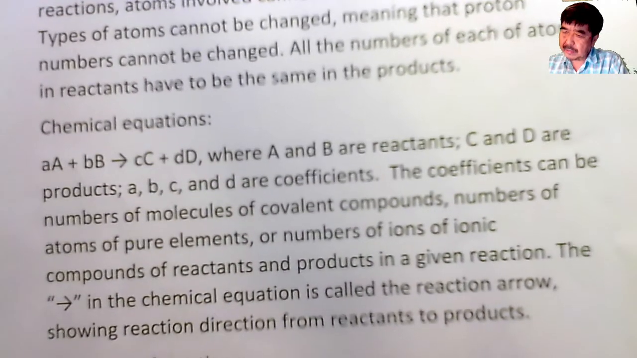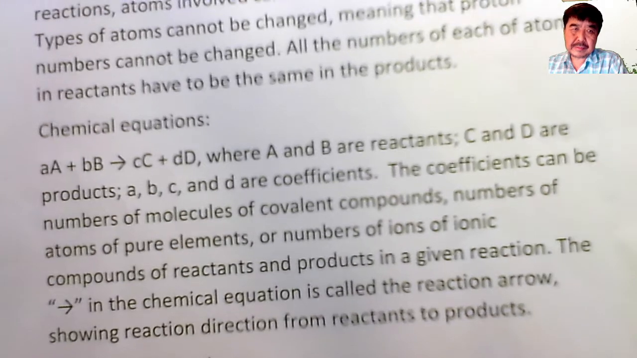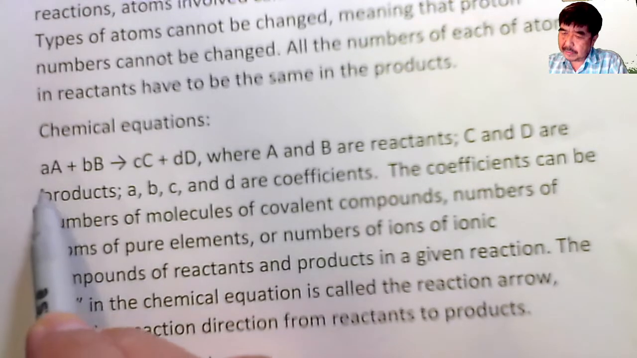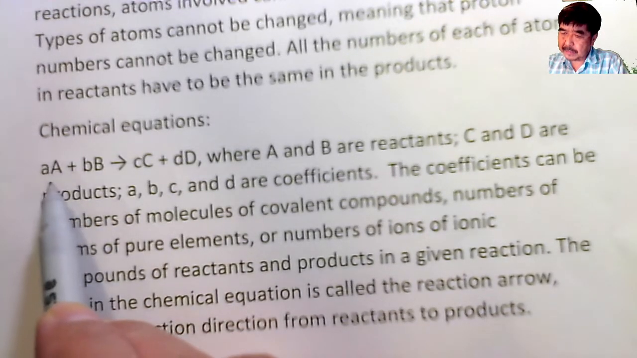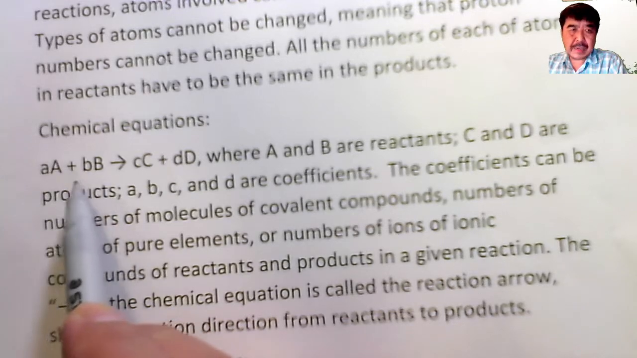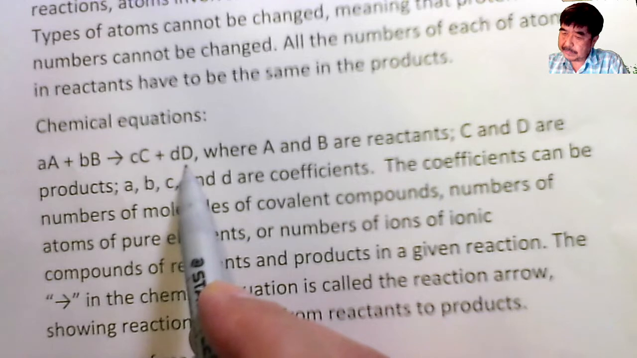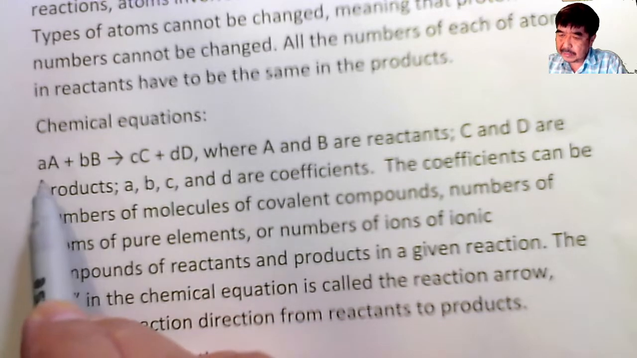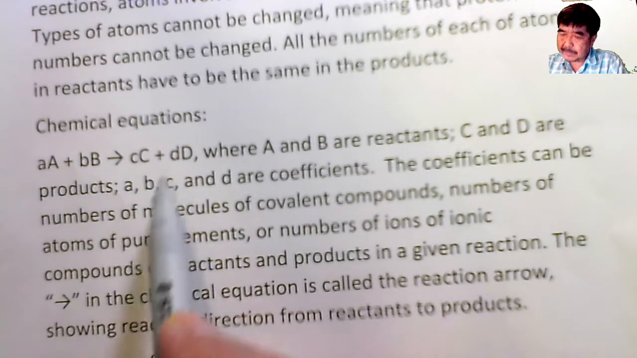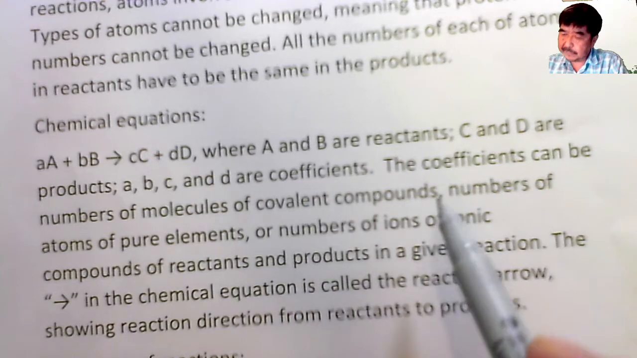Next, let's take a look at the chemical equations. And this is the general form. In this form, capital A and capital B are reactants, capital C and capital D are products. Okay, the small a, small b, small c, small d are called coefficients.